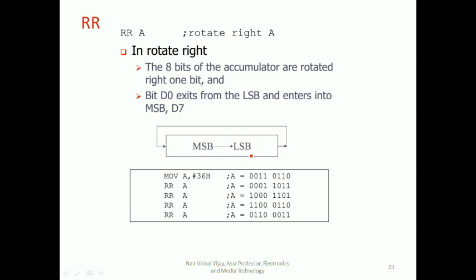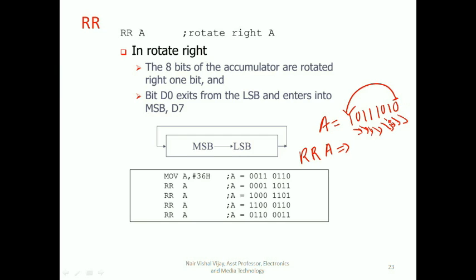For every rotate right accumulator, each bit, for example, if the accumulator possessed the bits 1 0 1 1 1 0 1 0, so after the rotate right instruction, what happens is each bit will be moved one bit to the right. So after this operation, the least significant bit will become the most significant bit, and the most significant bit will be moving one step to the right. So this is what happens in rotate right instruction.